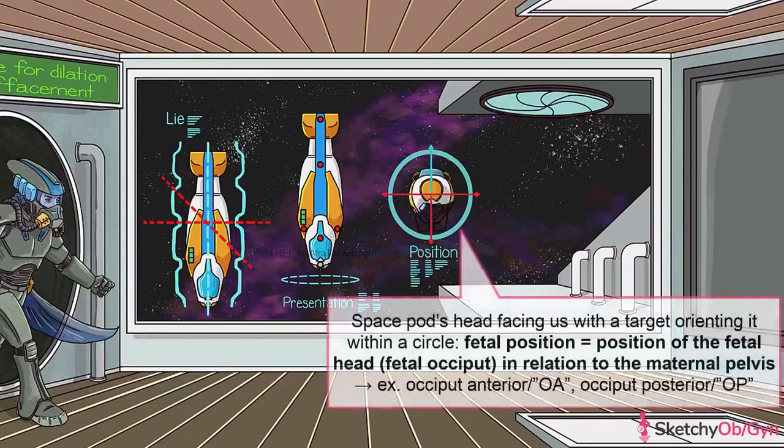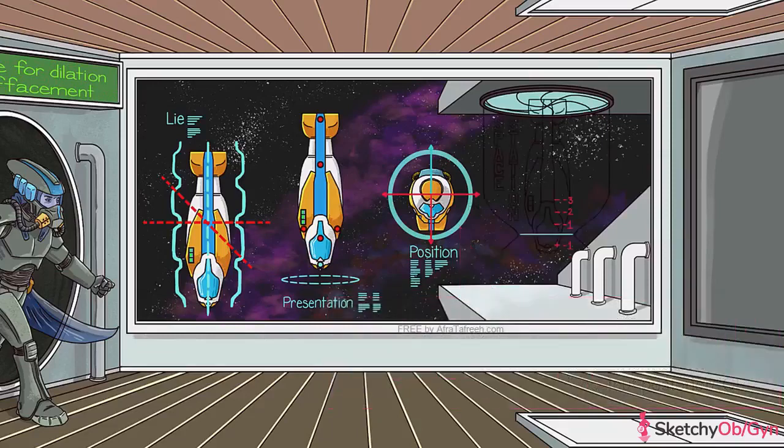Fetal position refers to the position of the fetal head in relation to the maternal pelvis. Specifically, it describes where the fetal occiput is in relation to the maternal pelvis. So, for example, if the fetus is occiput anterior, it's facing down or towards the posterior side of mom's body. If it's occiput posterior, this is sometimes referred to as sunny side up, because if the baby is delivered in this position, it comes out face up. This third space pod is spiraling around, trying to align its occiput in the right place within this circle.